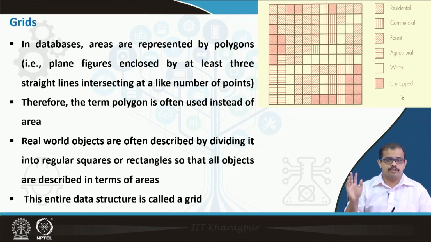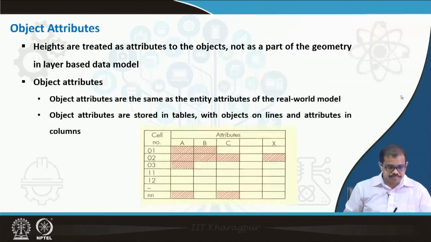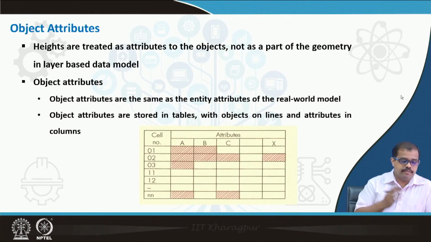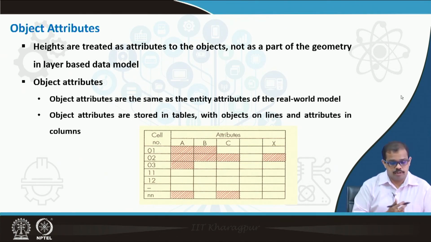So that is how it has to be represented. You cannot have your own way of representing every phenomenon on the earth's surface. Finally, having looked at grids, we have something called object attributes. Heights are treated as attributes to objects, not as a part of the geometry in the layer-based model.